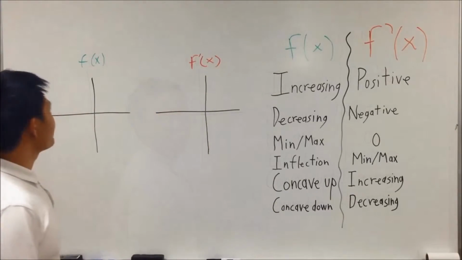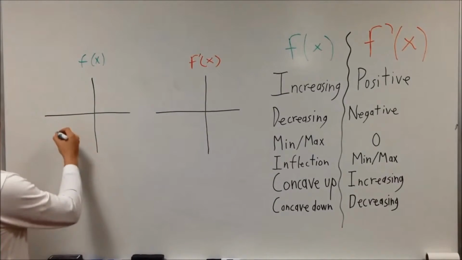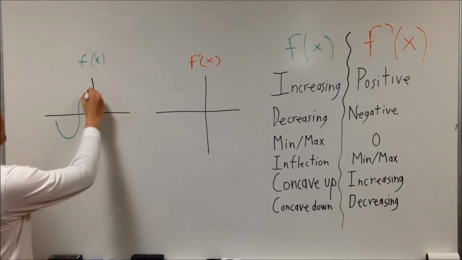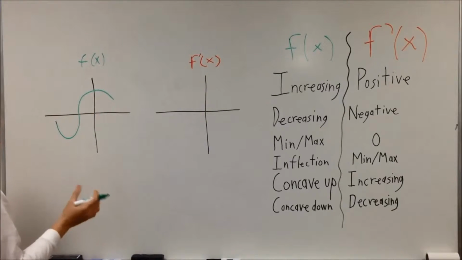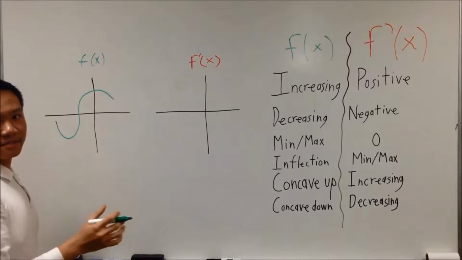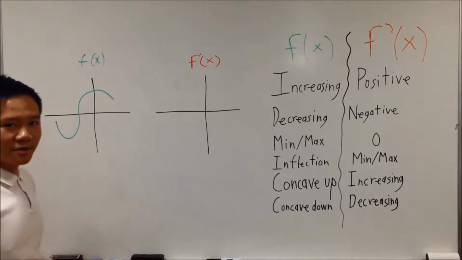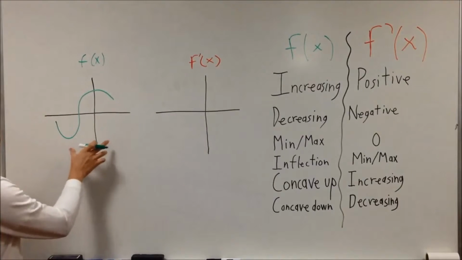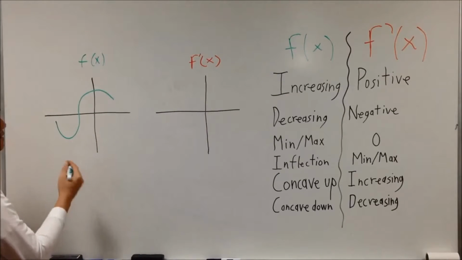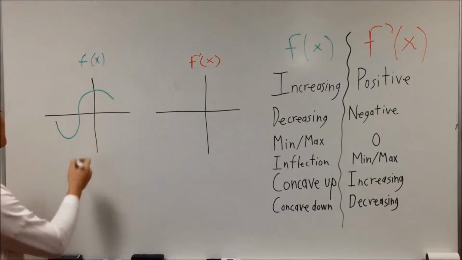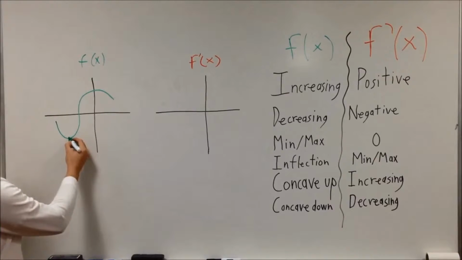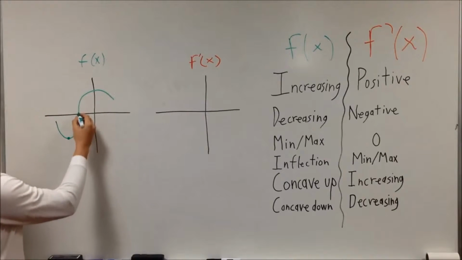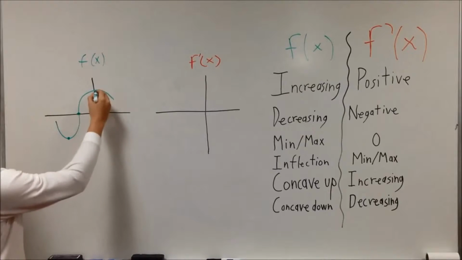So let's say that you have a function like this. You don't have to be nitpicky about the exact location, since you don't actually know what your actual function is. Looking at this function graph, we can already see 3 key points: your minimum, your point of inflection, and your maximum.